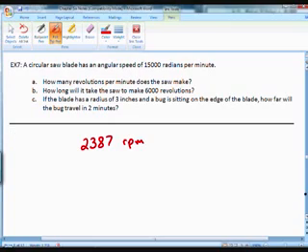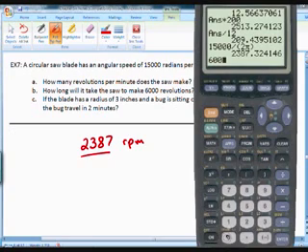B part says, how long will it take, and again, don't make these harder than what they are. It does 2,387 revolutions in 1 minute. How long would it take it to travel 6,000 revolutions? Think about it: about how many minutes should it take to travel 6,000? About 2 or 3. You're going to take 6,000 divided by your answer to give an exact one.